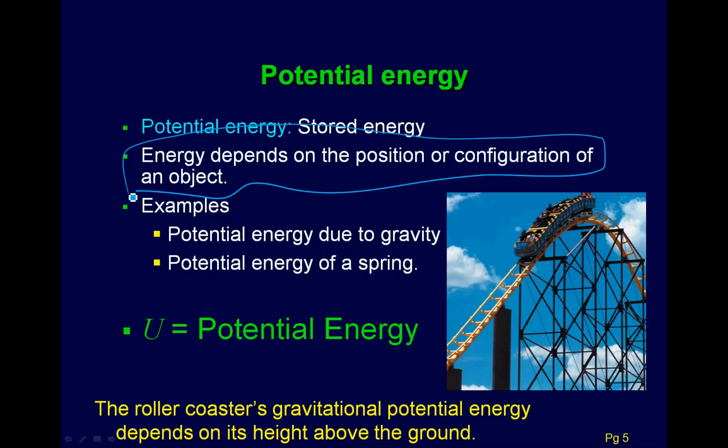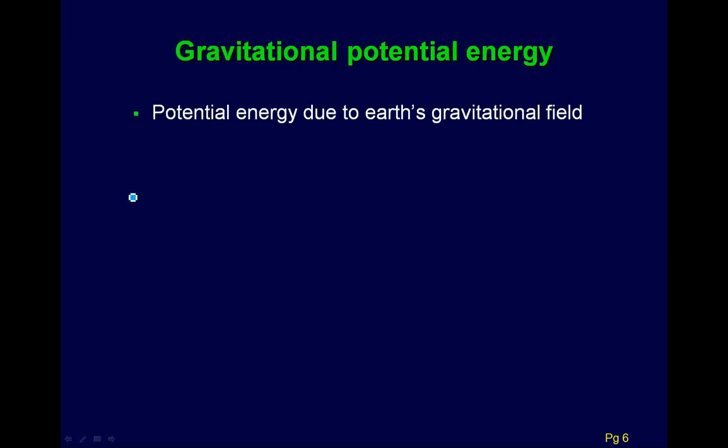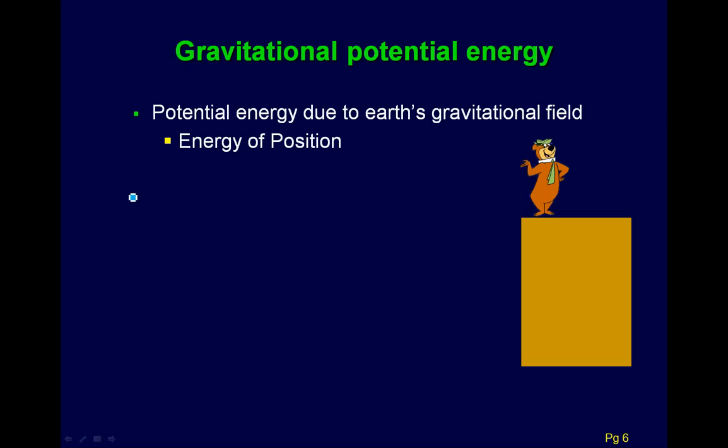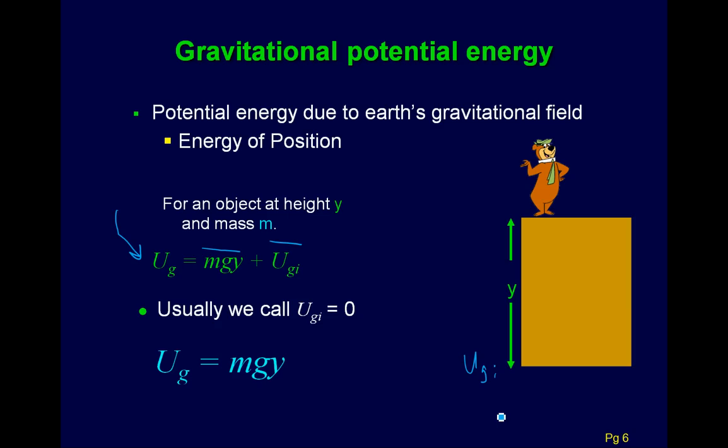We use the letter U for potential energy, and in this example, the roller coaster's gravitational potential energy depends on its height above the ground. Now, to get a little more quantitative, gravitational potential energy is potential energy due to the Earth's gravitational field. It's an energy of position. For example, we'll use Yogi Bear, who's standing on a cliff of height y. He's got a mass m, and he's at a height y. We'll say his gravitational potential energy, which we call U sub g, is mgy plus U_gi, which is whatever the potential is down at the bottom of the cliff. Typically, we'll call that 0. You have the freedom to call the potential energy 0 at some point, and a lot of times you'll do it at the bottom of the cliff. And so the gravitational potential energy for Yogi Bear is mgy.